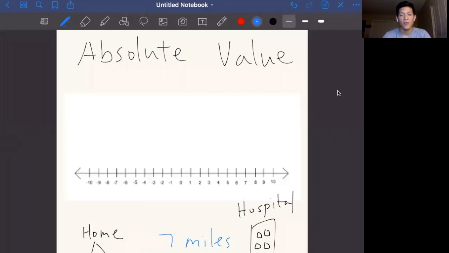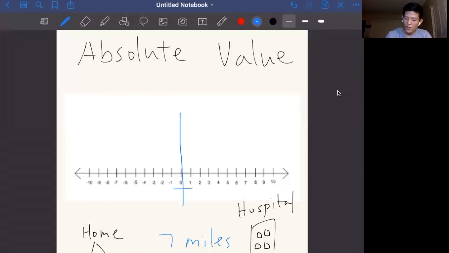What is absolute value? Well, by definition, absolute value is a distance or length from zero. Okay, so let's take a look. We have a number line over here, and where's the zero? Zero is right here, right? So that's zero.